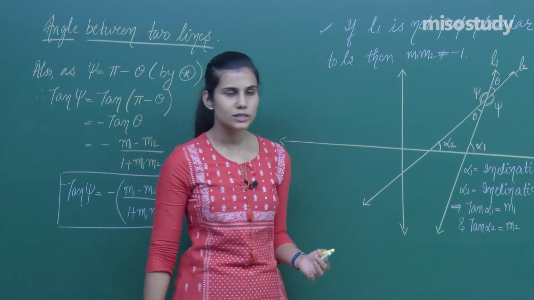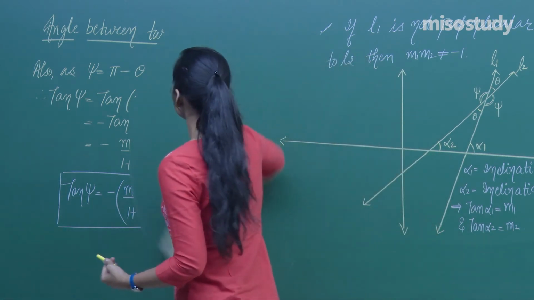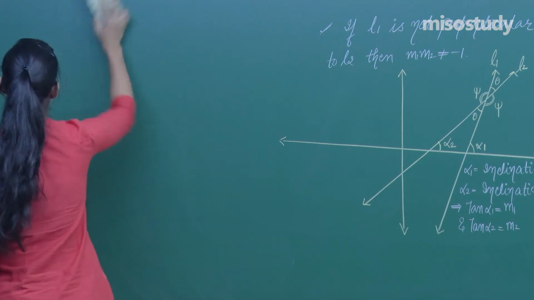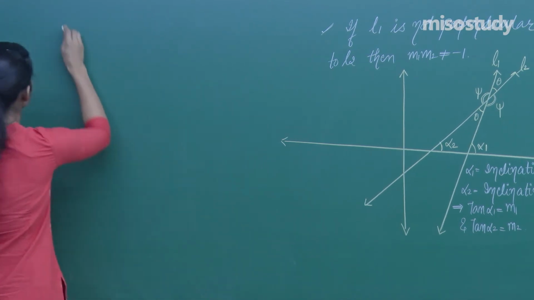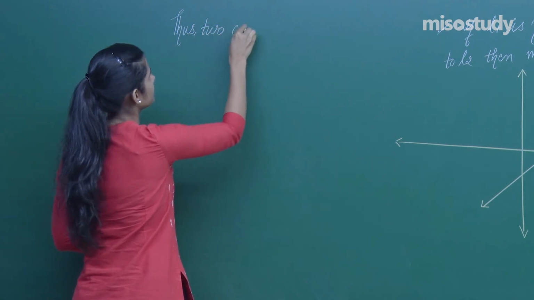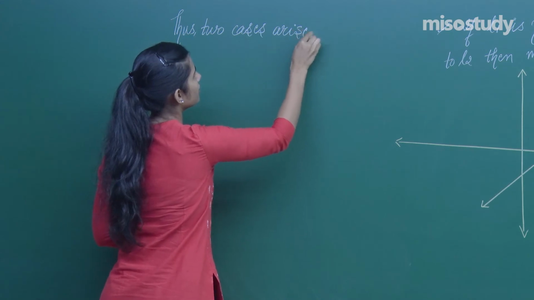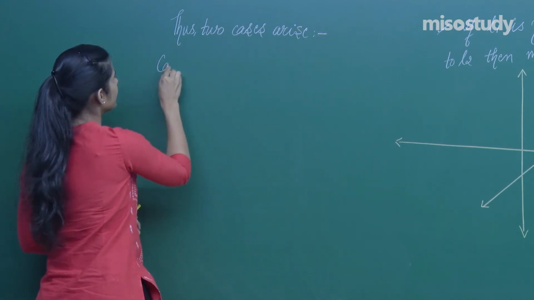Let's talk about the cases which arise. In this article, angle between two lines, we have two cases thus arising. Let's understand. Case 1.